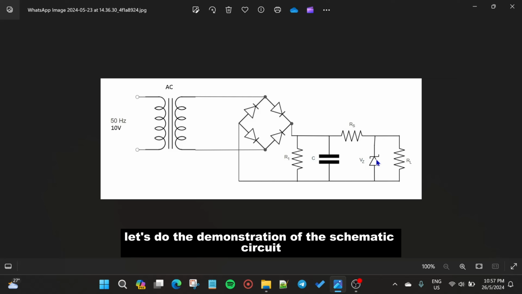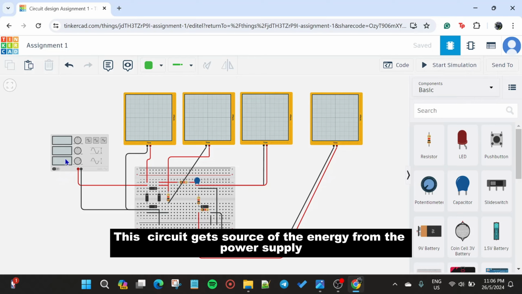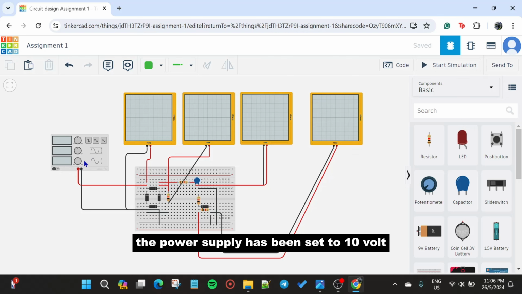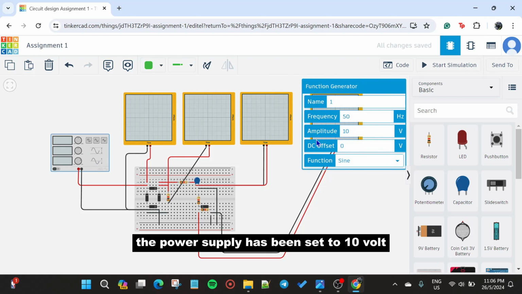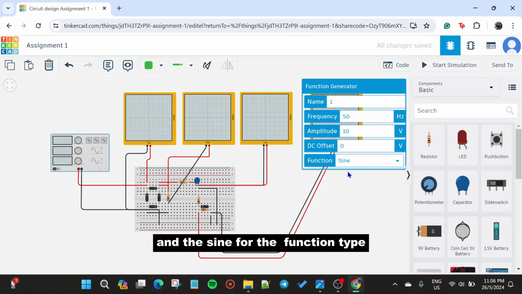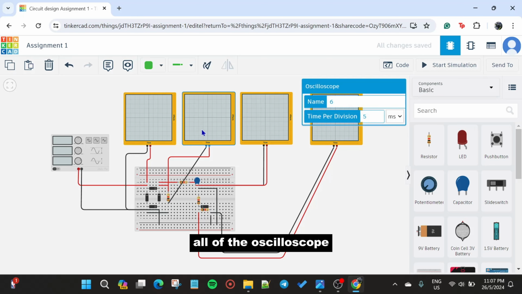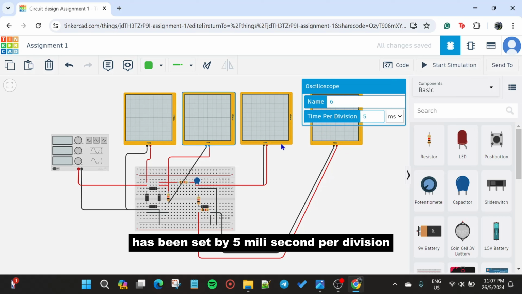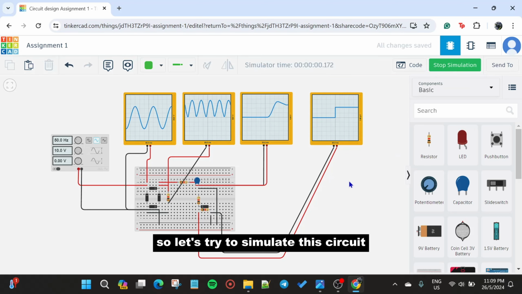Let's do the demonstration of the schematic circuit using TinkerCAD. This circuit gets its source of energy from the power supply. The power supply has been set to 10 volts and the frequency is 50 Hz, and the sine function type. All of the oscilloscopes have been set to 5 milliseconds per division. So let's try to simulate this circuit.